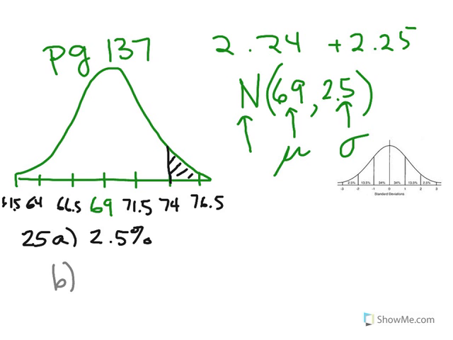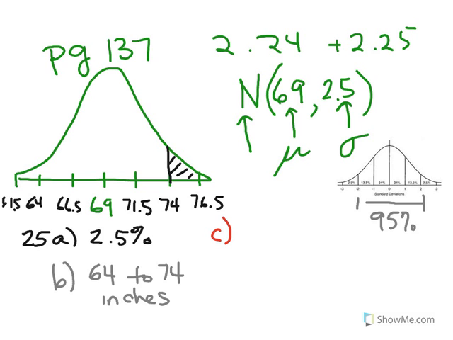In part B it says, between what heights do the middle 95% of men fall? Well, if you remember, 95% is what is between 2 and -2 standard deviations. So on our picture over here, that would be between 64 inches, that's the 2 standard deviations below the mean, to 74 inches, which is 2 standard deviations above. And that's all we need to do to answer that particular question.